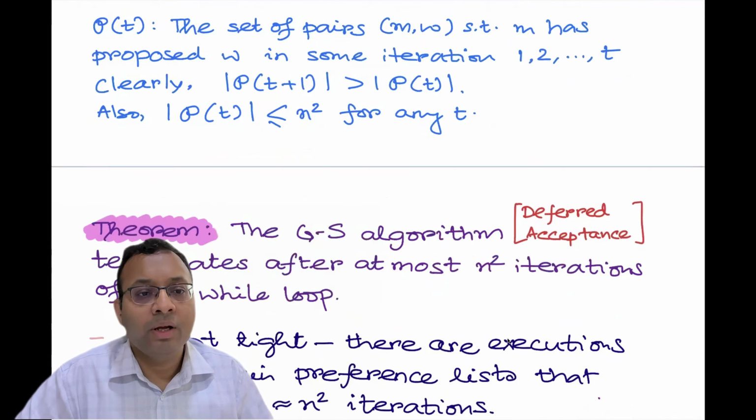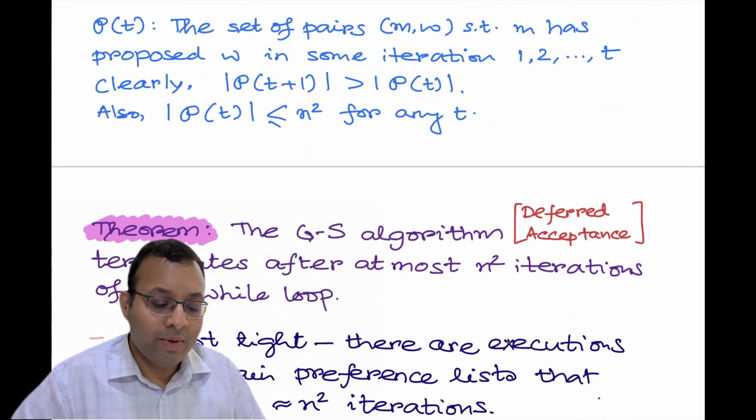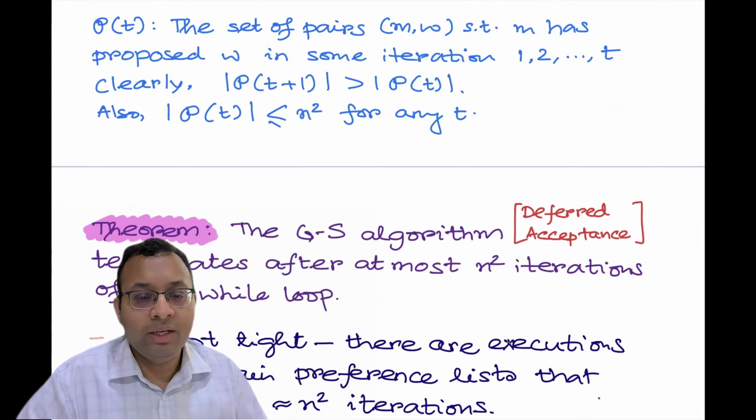If we consider P_T, which is the set of pairs (M, W) such that M has proposed to W in some iteration 1 to T, then clearly this is increasing. Each round is a unique new proposal, a new (M, W) pair which is appearing. So P_{T+1} is strictly more than P_T.